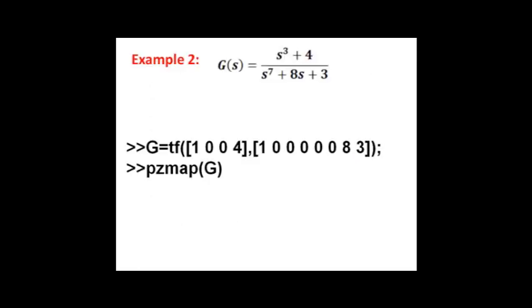In example 2, we have G of s equals (s cubed plus 4) divided by (s to the power 7 plus 8s plus 3). Here, the numerator degree is 3, so expect 3 zeros, and the denominator degree is 7, so expect 7 poles. The numerator polynomial coefficients are 1, 0, 0, 4, and the denominator polynomial coefficients are 1, 5, 0, 0, 0, 0, 8, 3. So go to the MATLAB command prompt, enter the two coefficients using tf and assign it to workspace variable Z. In the next command line, call pzmap as shown on the screen.